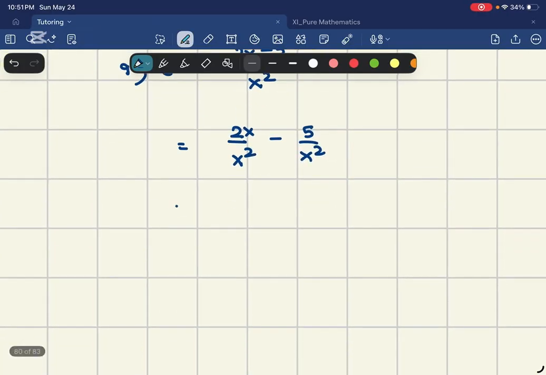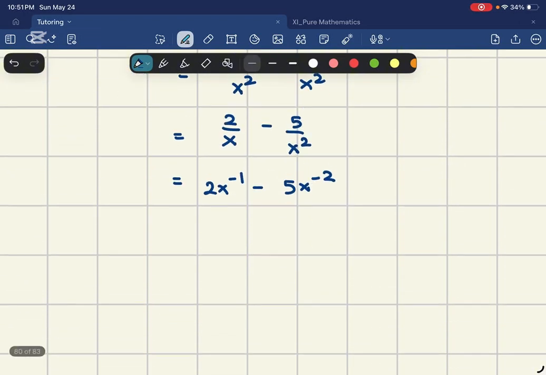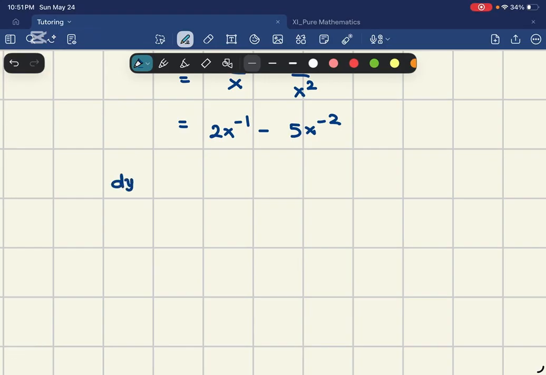And this I can write as 2 over x, because 1 x from the numerator and the denominator cancel out, and 5 over x squared. And even better, I can write this as 2x to the power negative 1 minus 5x to the power minus 2. And now let's differentiate this. So dy by dx is going to be minus 2, because I bring the negative sign to the front, x to the power negative 2.